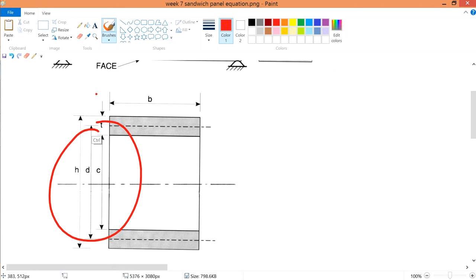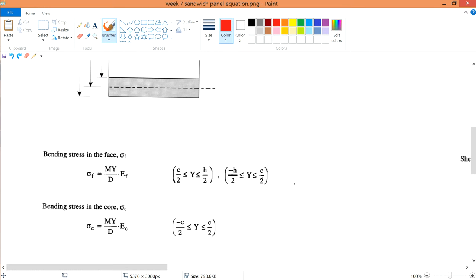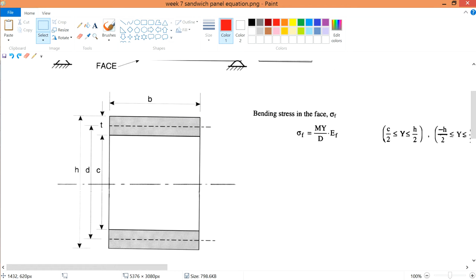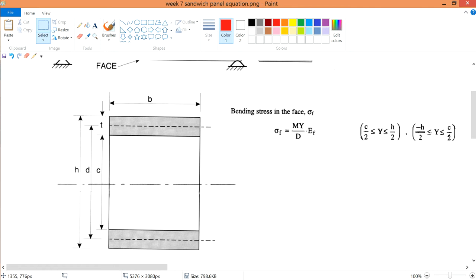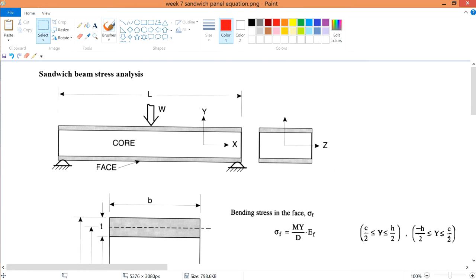So there are some symbols out there. I won't go through them yet, but I'll just explain how the bending stress is illustrated over here. This is the bending stress for your face, which is talking about either of these two sides, this side and this side.